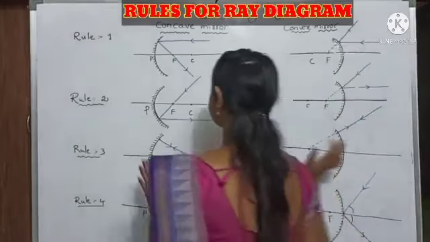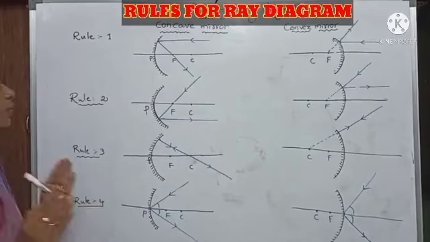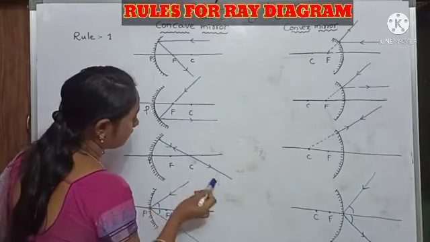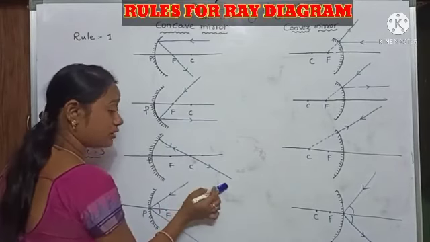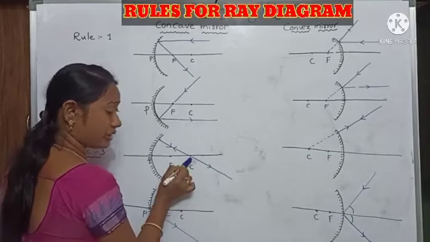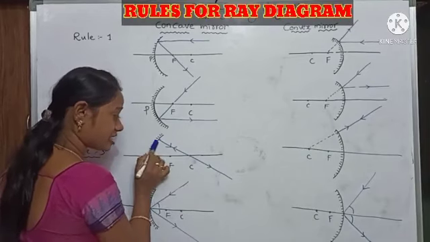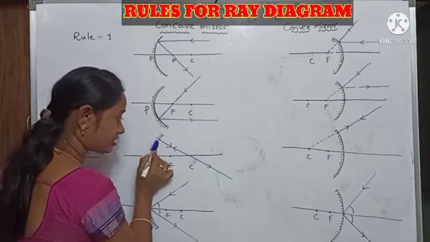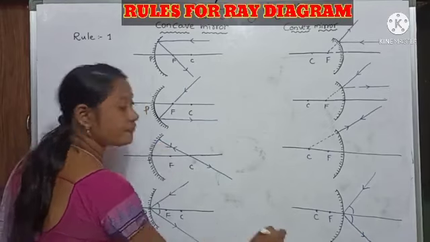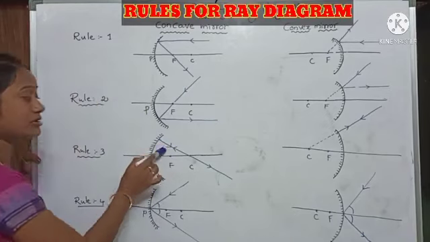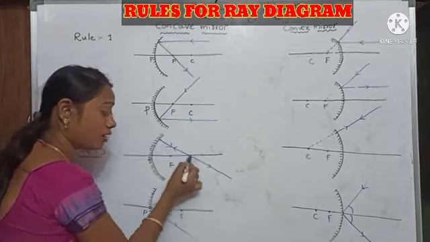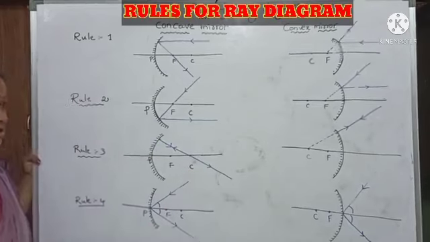Okay, next, third rule. What is the third rule? When the light passes through the center of curvature, it touches the reflecting surface and comes back the same way. It passes along the center of curvature.